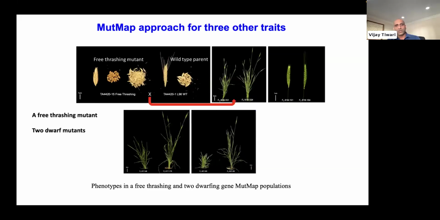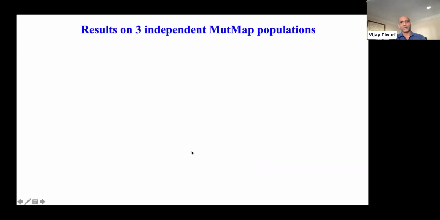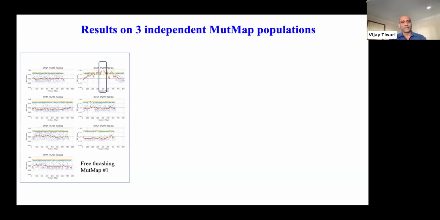So then we also did a similar approach for three independent mutants. This is the free threshing mutant. We are highly interested in this mutant because that can help the farmers who grow einkorn wheat. And then we also looked at two independent dwarfing gene mutants. Again, I'm not going to go into the process, but einkorn wheat has 7 chromosomes. You can see that for free threshing, we have a very strong peak on chromosome 2A. It's very close to the centromere.